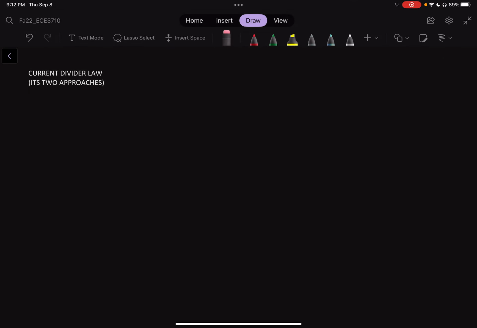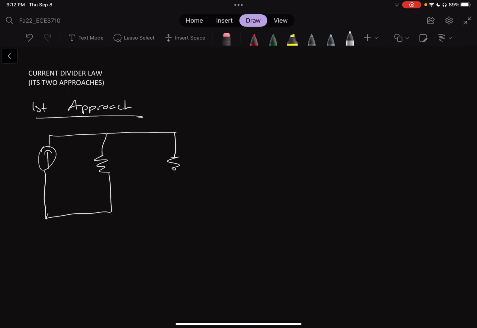When it comes to current divider laws, in my book, there's two approaches. The first approach is the one that I assume you all have seen in school, which is you have some current source, and two resistors in parallel. Let's call this R equivalent B, R equivalent A, IS. Let's assume this current is R equivalent B. This current is R equivalent A.